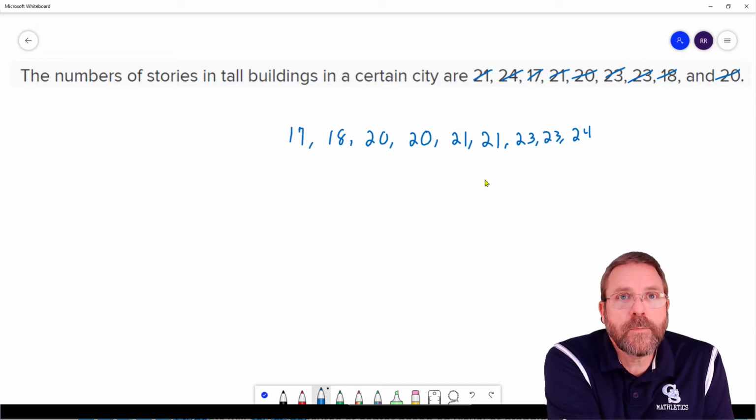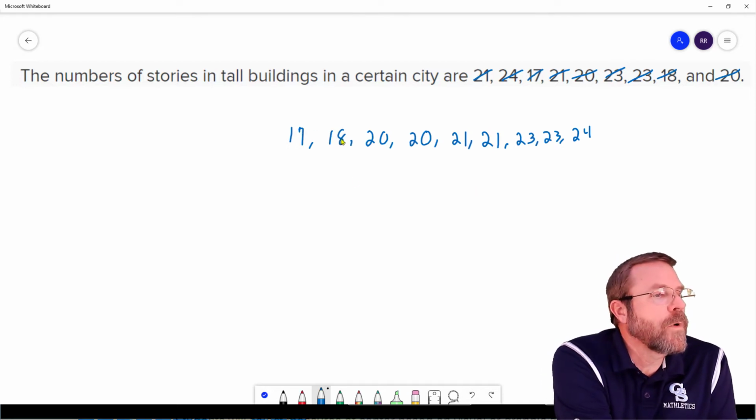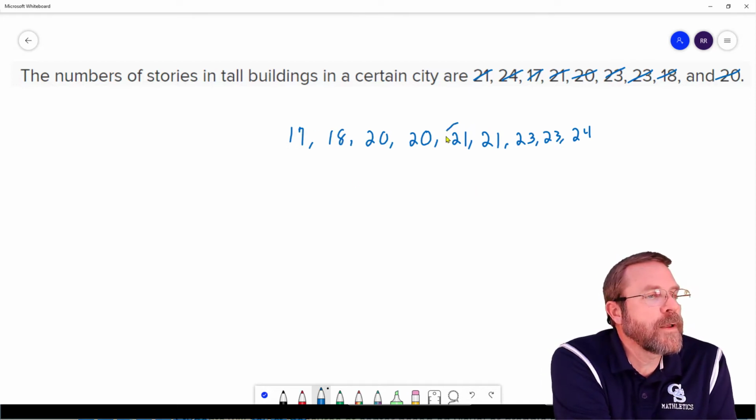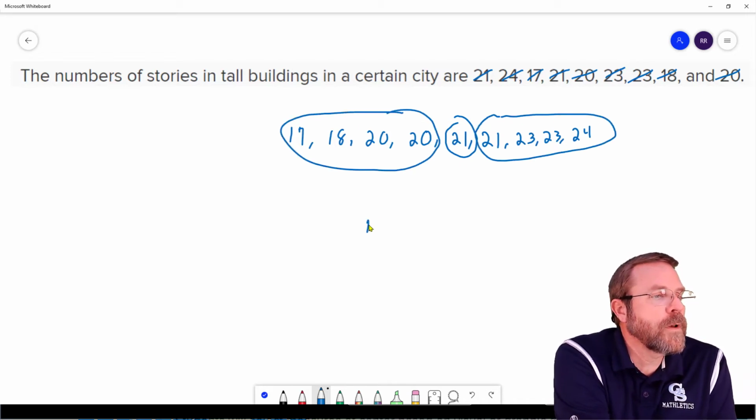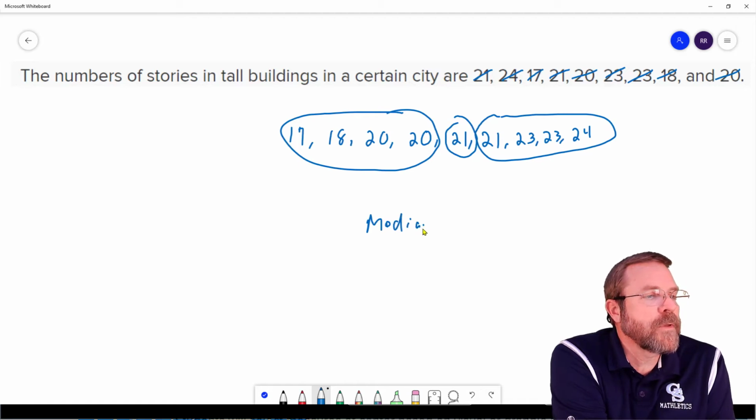That's an odd number. That means that the 5th data number, that's going to be my median. 1, 2, 3, 4, 5. There's my median. You notice that I have 4 values above it. I have 4 values below it. But my median itself, that's going to equal 21.